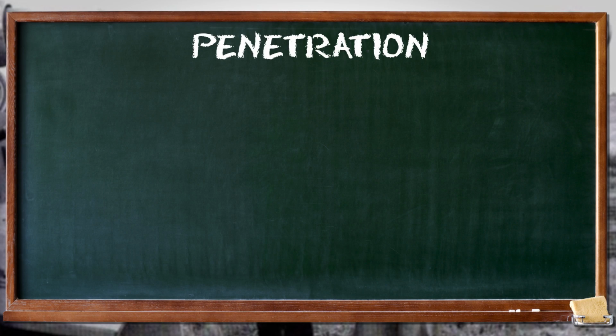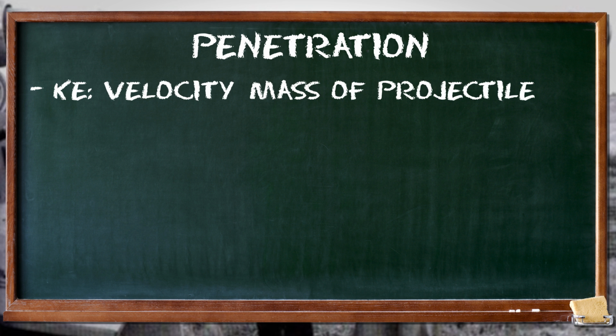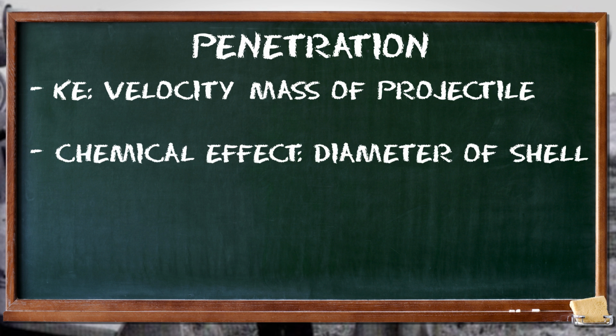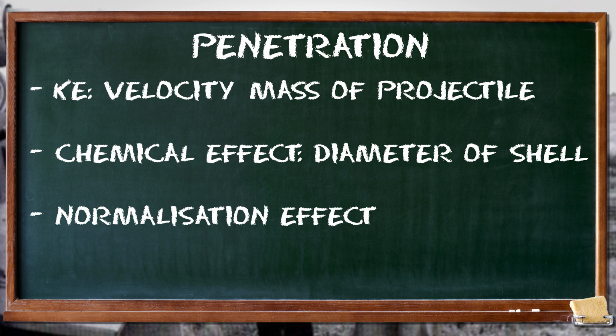What affects penetration? Well, as a general rule for a kinetic energy round, how fast it's going and how heavy it is. So that's why a lot of them are made of depleted uranium, tungsten, heavy metals. For a chemical effect round, it's how wide is the shell, the diameter of it, and it goes up on an exponential basis. And finally, you also have little quirks like normalization, shatter gap, and so on.